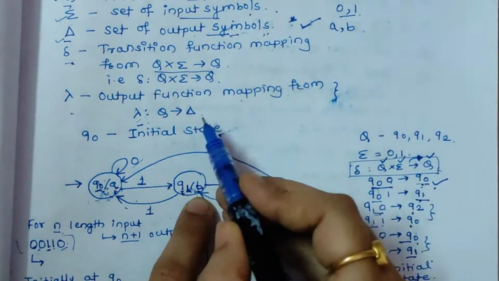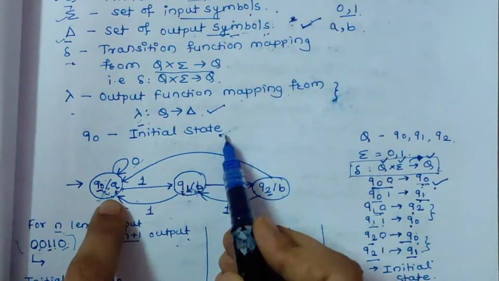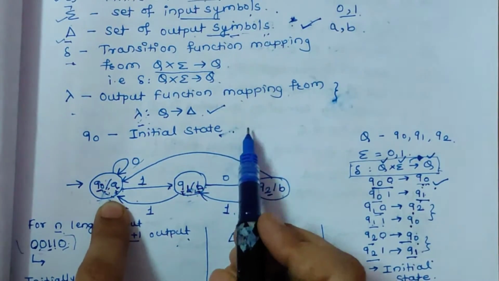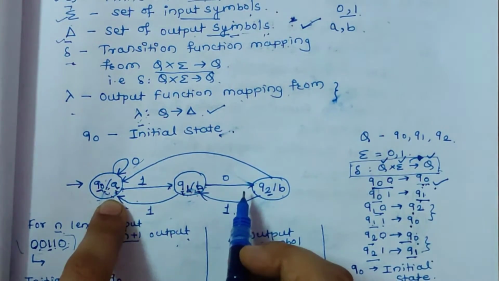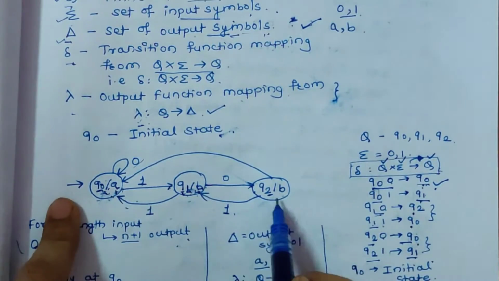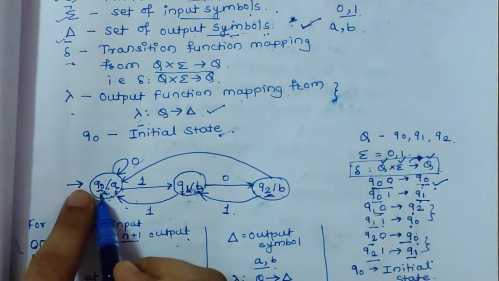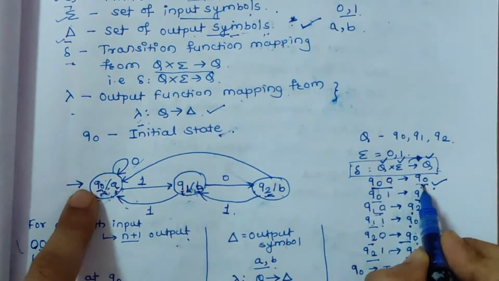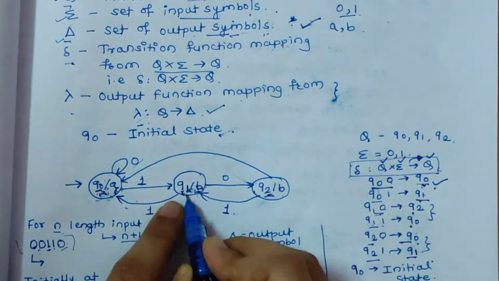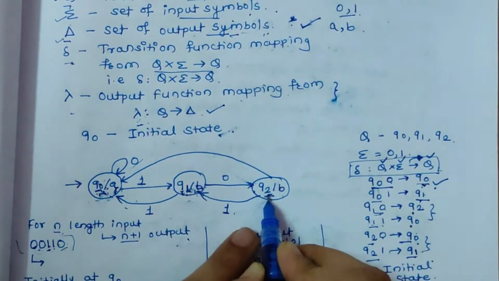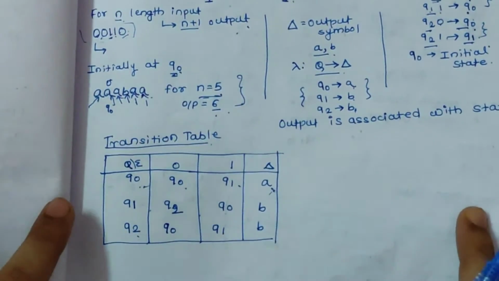Now the only thing that we have to discuss is the output function, that is how delta works here. So delta is the output associated with each state. This is the basic difference between Moore machine and Mealy machine. In Moore machine the output is associated with the state, while in Mealy machine the output is associated with the transition. That is, if you are in state q0, then for that state the output will be fixed. For q0 the output associated will be A, for q1 the output associated will be B, and for q2 the output associated will be B. You can see here the transition table.